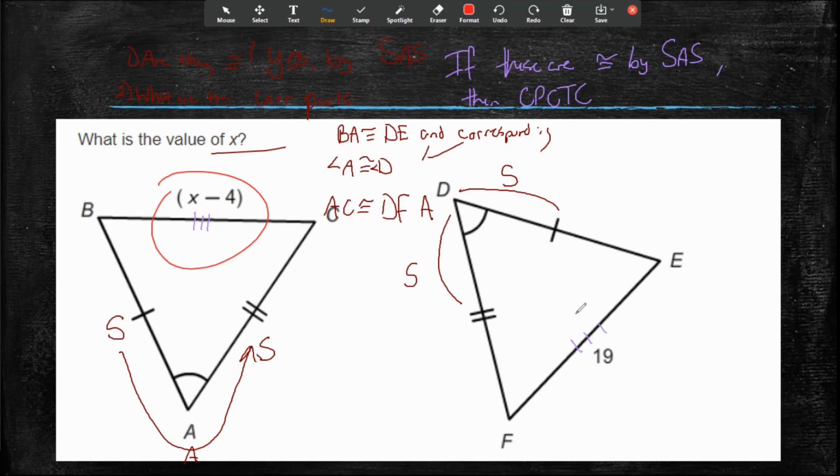X minus 4 is equal to 19. But let's get the x minus 4 down before we get to the equals 19. So I can then solve for x equals 23. All right. So my important questions are, are the triangles congruent? Yes. By which criteria? Side, angle, side. Now that I know they're congruent by side, angle, side, I need to be able to match the corresponding parts.